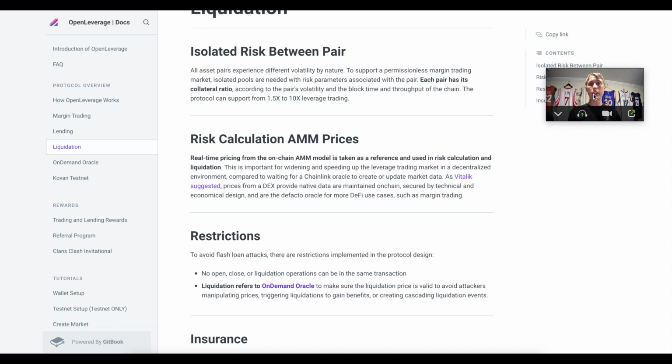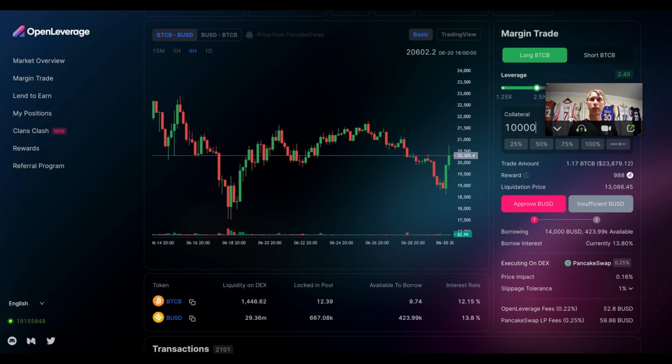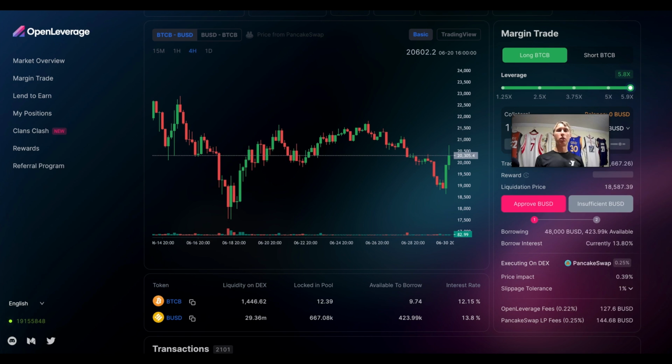All right, so let's go and get into the nitty-gritty of the white paper. This is for liquidation. The isolated risks between each of the pair has to do with the amount of collateral ratio. The platform allows 1.5 to 10x leverage. As I showed you guys here, this was for Bitcoin. Bitcoin allowed 5.9x leverage. So obviously, depending on the token, you will get different ratios of leverage.